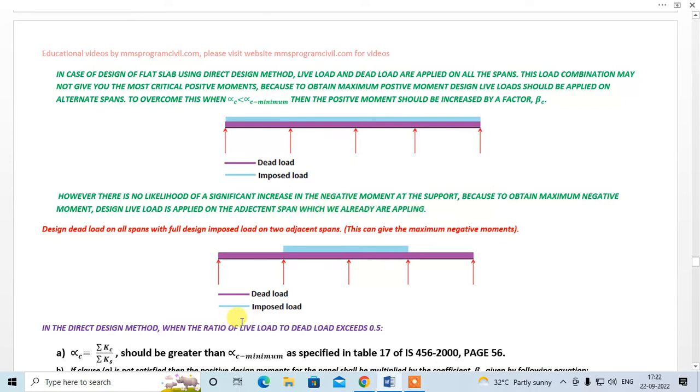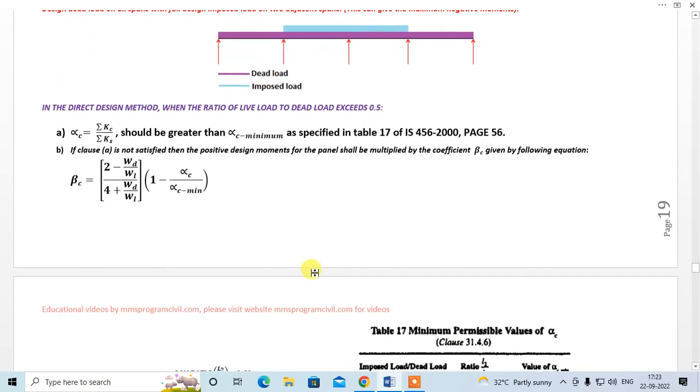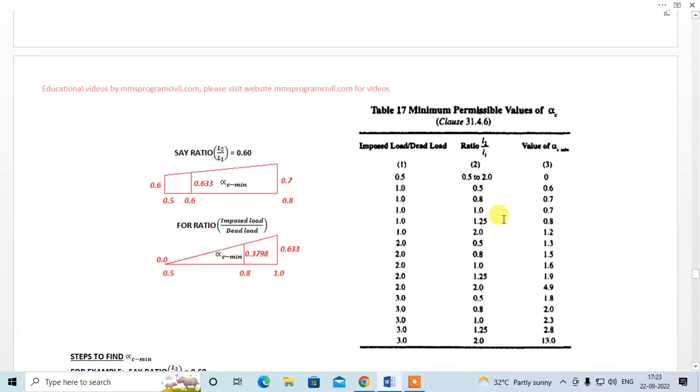Okay, so that is why no factor has to be multiplied with the negative moment. Whatever negative moment we get from the analysis can be taken directly, but for positive moment we have to check whether alpha c is less than or greater than alpha c minimum. Alpha c minimum can be found from Table 17. From this table we can see that if the imposed load by dead load is less than or equal to 0.5, then alpha c minimum is 0. But if it is greater than 0.5, then you will have to find alpha c minimum.